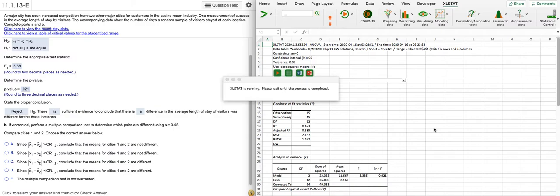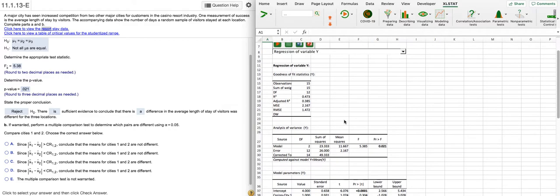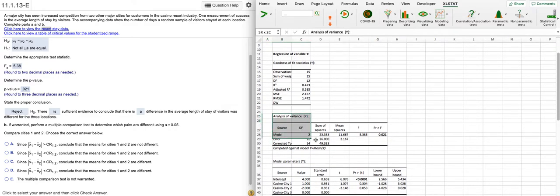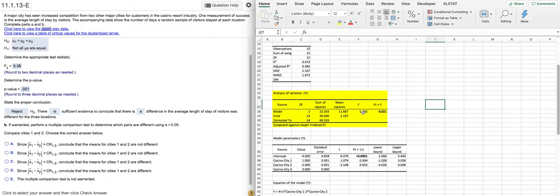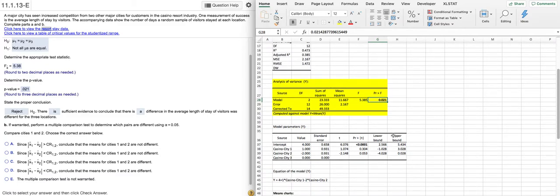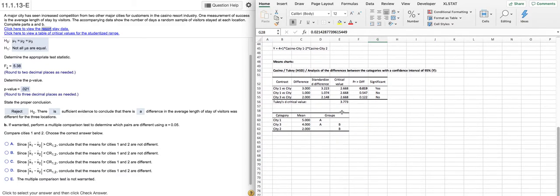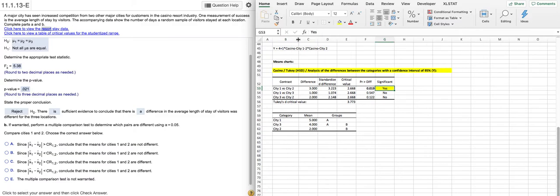And with our results, let that box clear up here. Okay, so we have our ANOVA results here, and you can see they match up. Our F test statistic is 5.38, our p-value 0.021, so we come up with the same conclusion. Let's come down here to the Tukey-Kramer results and see right off the bat which one is significant. It is this one here, which is city 1 versus 2.